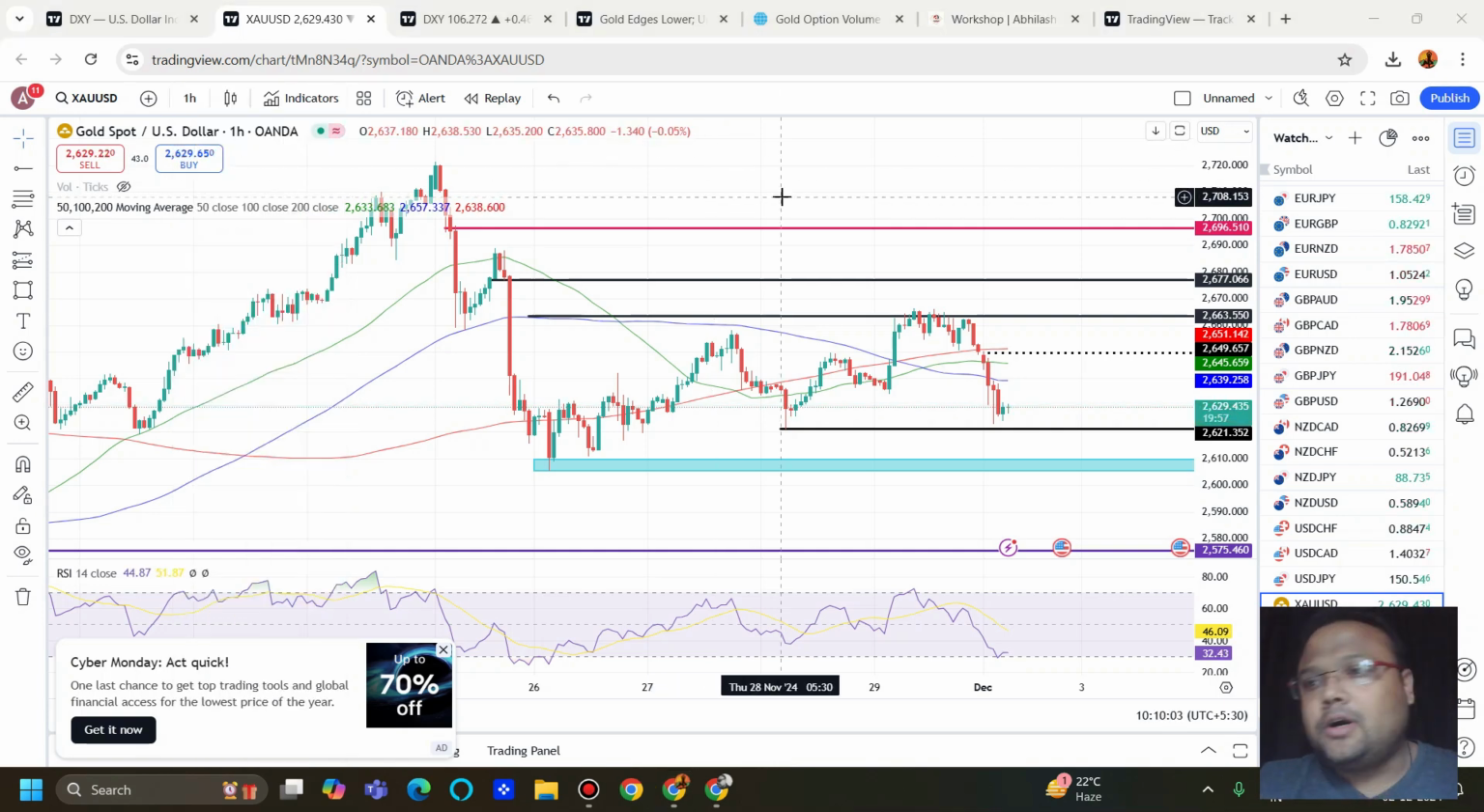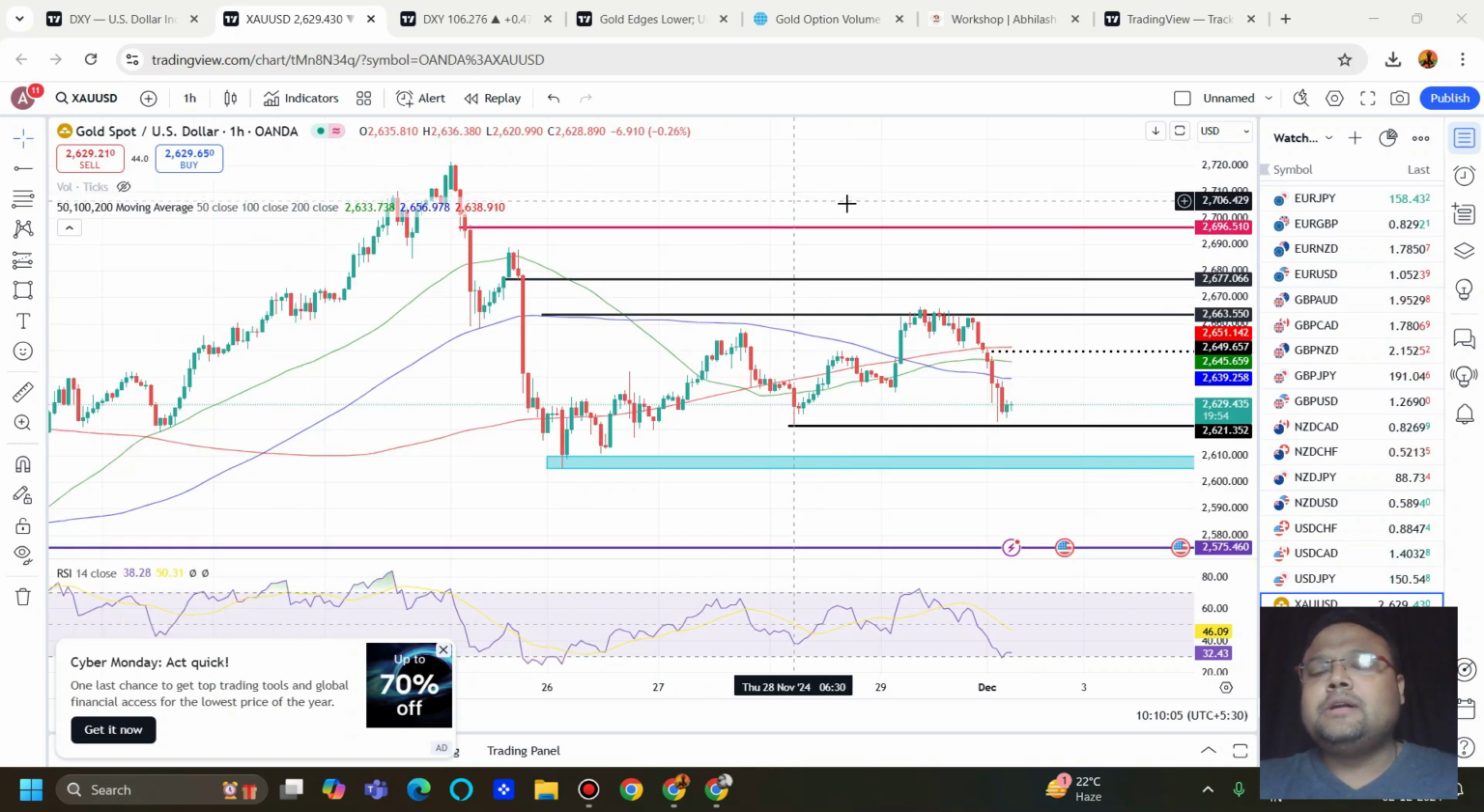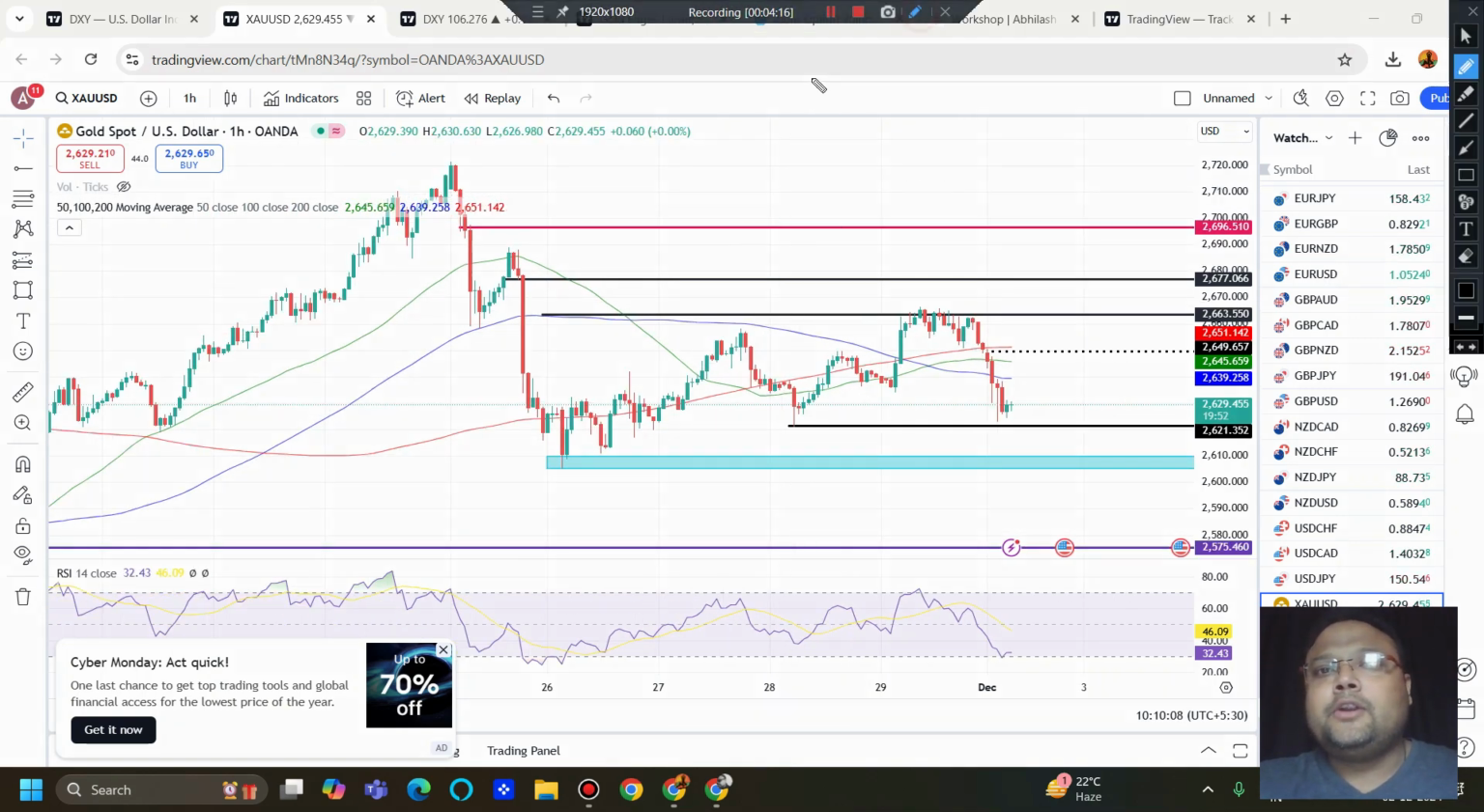Again, repeating, my dear friends, on the chart of gold we got to see a good amount of selling pressure right after the market opening. But we discussed the range of gold on Saturday.